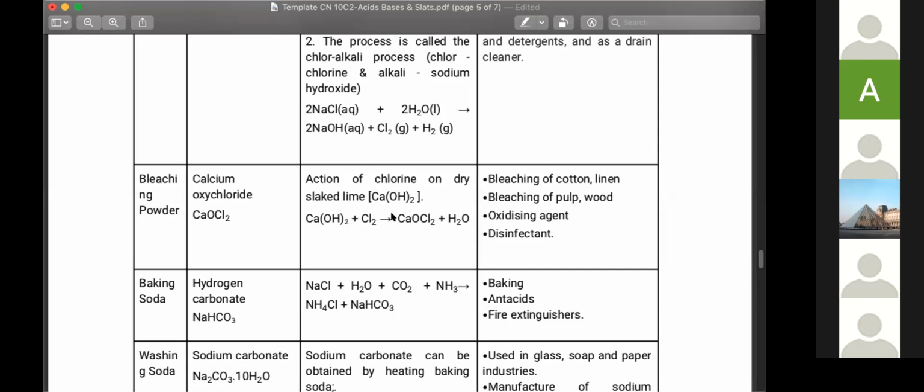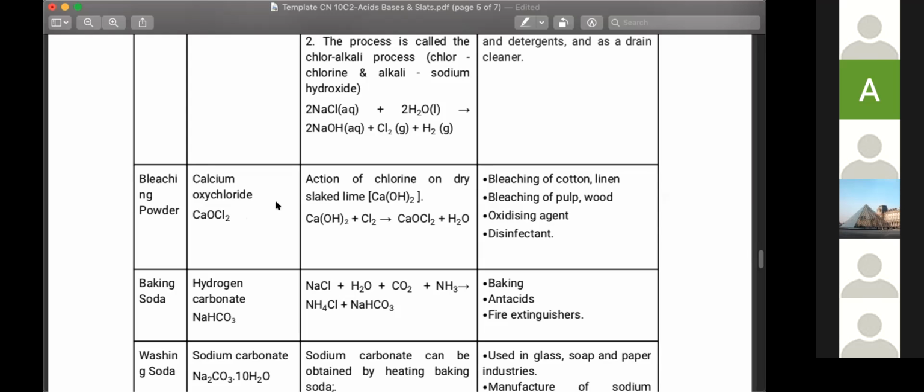Okay, so I was just mentioning, fill up the second row, bleaching powder. Bleaching powder is your regular bleaching powder. Chemically, it's calcium oxychloride. The formula is just like what the name is telling you. Calcium, oxy, there will be one oxygen atom, and then chloride, so CaOCl2. This is the formula of bleaching powder.